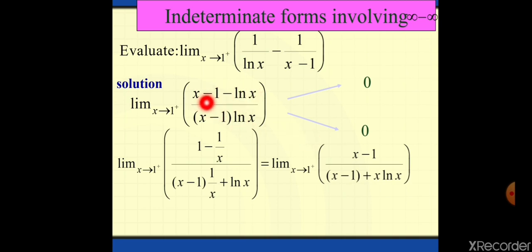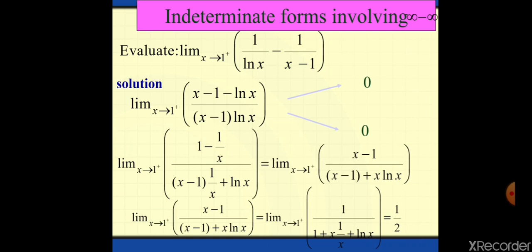Find the derivative above. The derivative of x is 1, the derivative of 1 is 0, and the derivative of negative ln x is negative 1 over x. Below we have a product, so you have to apply the product rule: the derivative of ln x first times the second, which is 1 over x, plus the derivative of the first, which is 1, times the second. Now we have a limit. Here you can simplify this problem and use direct substitution.